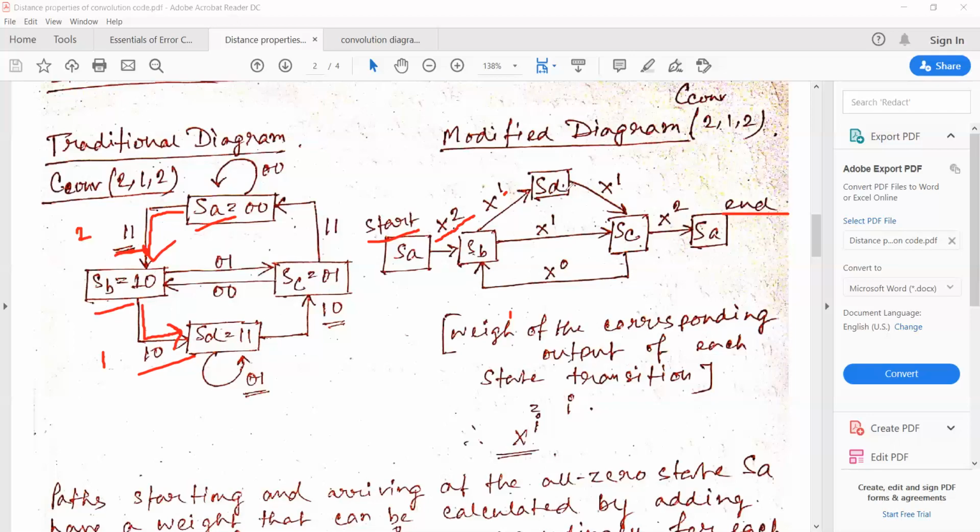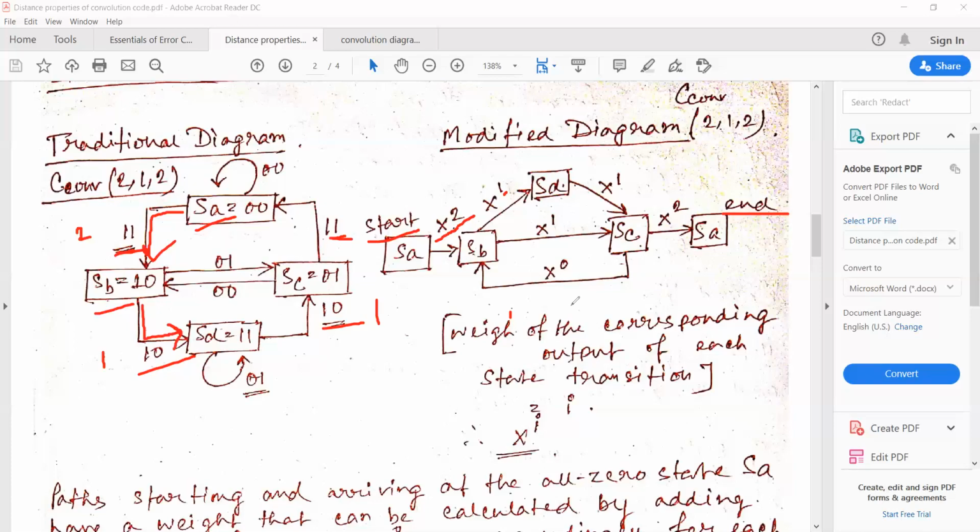So you can tell me, when I'm going from SD to SC, the output is 1 0. What is the weight of 1 0? It is 1, because there is one 1 present. So that's why again x to the power 1. Now SC to SA. Again the output is 1 1, so again the weight is x to the power 2.